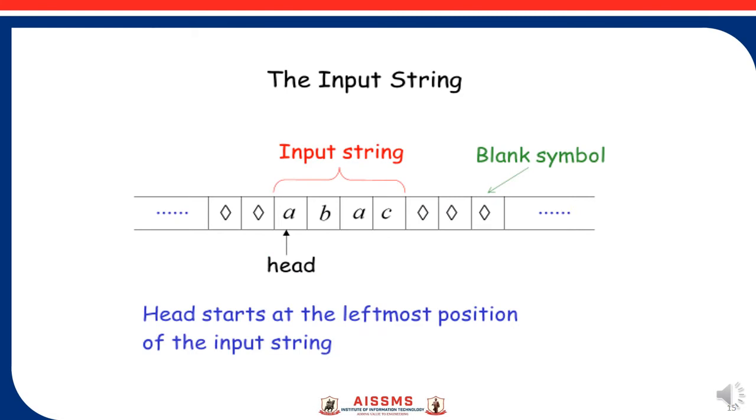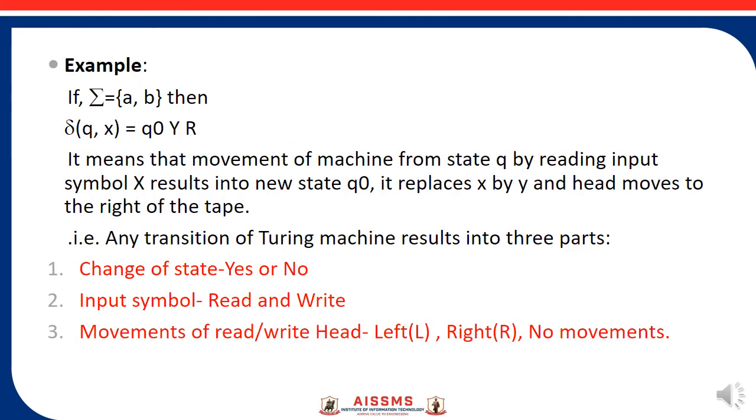So now, this is how the input string is stored into the tape. And you can see these symbols, they are called the blank symbols. They can also be written as a capital B, and the head starts at the leftmost position of the input string. So our input string starts from here, so the head is pointing to the first element of the string.